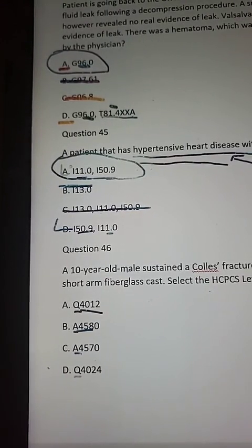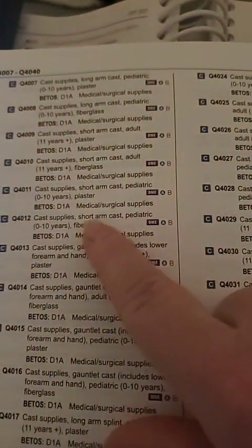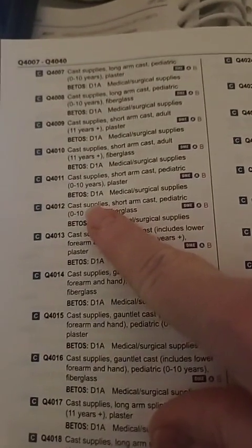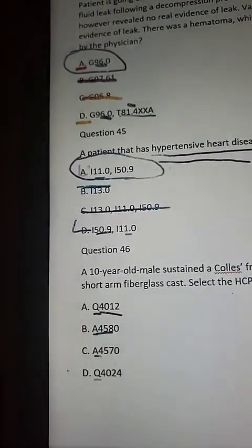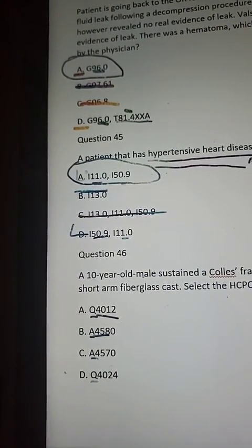Yep, Kimberly, A is your right answer. It's a temporary code, and I really hate the fact that they use temporary codes in the exam. I really think they shouldn't. They also, since this is a short arm cast, and this is under the temporary codes, they've also got an S code that has come up in one of the CPC exams. Did I write that one down yet? As part of Part A of the CPC exam.